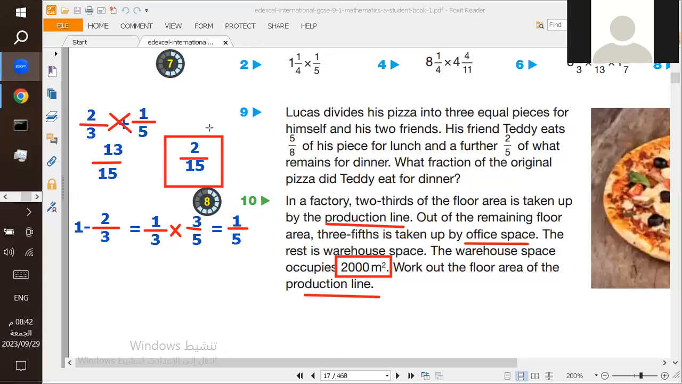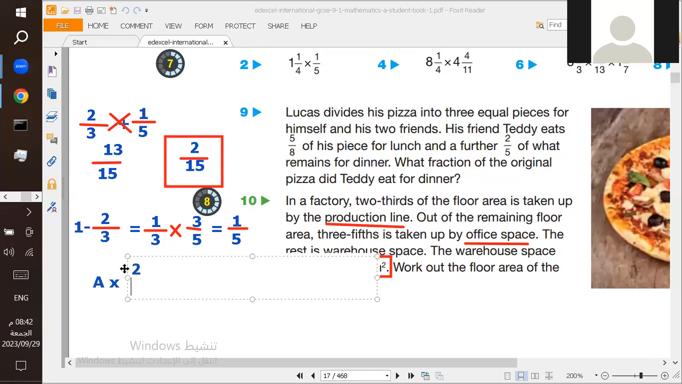Okay, now after we found out the fraction of the warehouse, which is 2 over 15, by subtracting this fraction from 1, we try to find the whole area by following this formula. We will call it A, which is the whole area. When you multiply it by this fraction, 2 over 15, you'll get the area of the warehouse, which is 2,000. So this one will equal 2,000, okay?